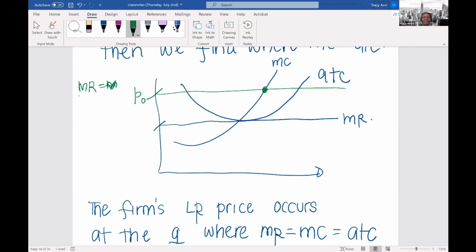If we're here at P1, notice that P1 is less than my average total cost at that quantity, so I'm getting negative profit. Below, I'm getting negative profit; above, I'm getting positive profit. Where am I getting zero profit? Above it, I'll enter; below it, I'll leave. So I have to find where marginal revenue is equal to marginal cost equal to average total cost.